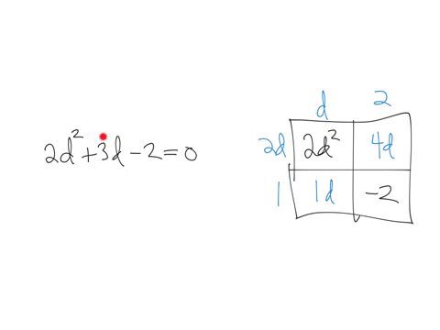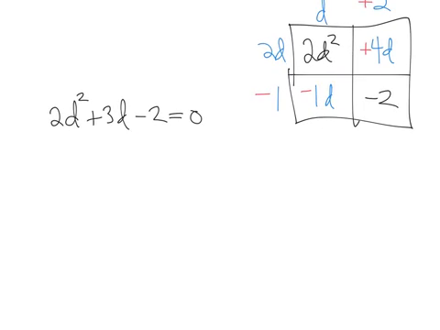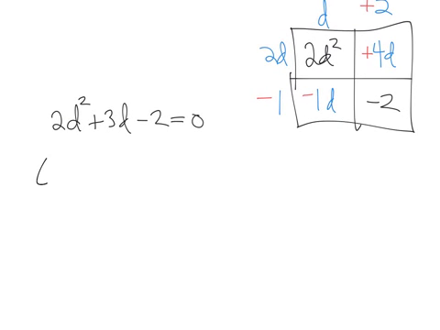And now you start looking at this middle term, and this middle term is a positive 3D. So is there a way I can use these two numbers to get positive 3D? And the answer is yes. If this is a positive 4D and this is a negative 1D, that gives me the 3D that I'm looking for, which makes this a negative 1, makes this a positive 2. And so our factors are 2D minus 1 times D plus 2 equals 0.